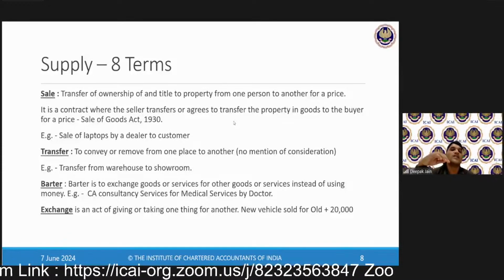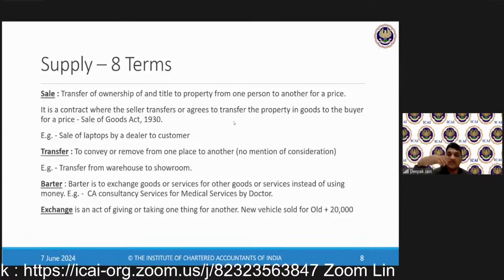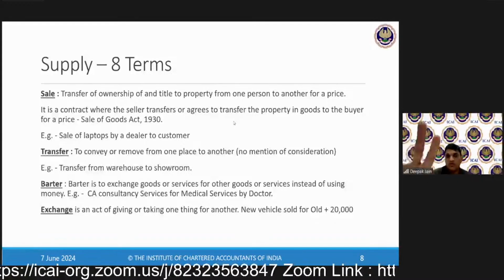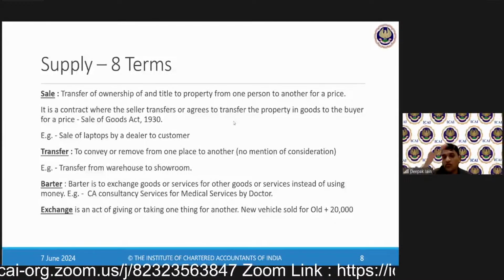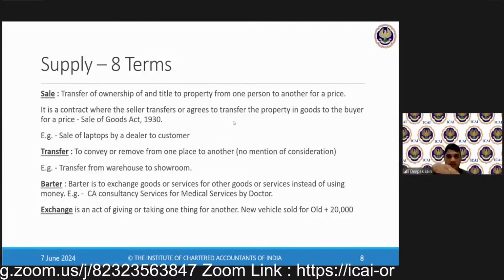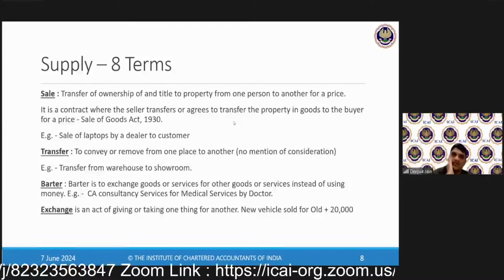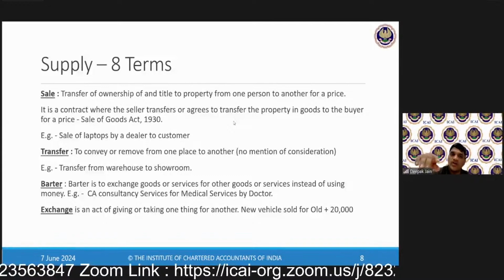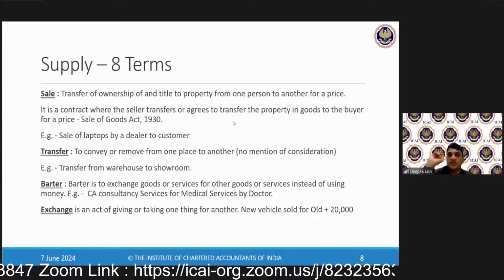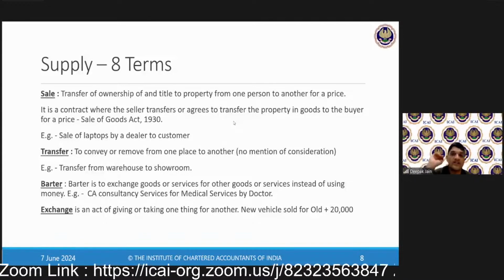So when there is a transfer of ownership, I give something to you. Boss, you keep this with you. I am going out of station. Once I come back, you have to return this to me. Okay. Is this a sale transaction? Because when I am not there, you are enjoying that goods. Okay, say like a television.